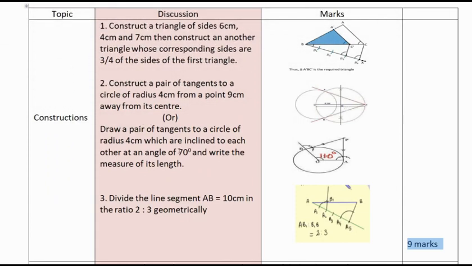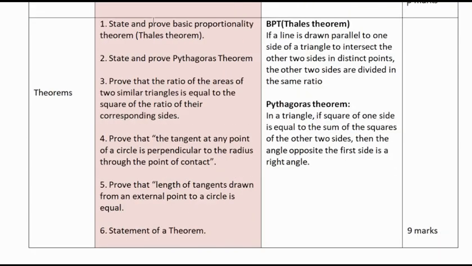We have discussed 5 chapters till now, and we are going to see their weightage in these 5 chapters. First chapter is construction. 3 questions will be asked in this chapter for 9 marks. Theorems, 3 theorems, one from basic proportionality theorem, Pythagoras theorem, or areas of similar triangles. One question from the circle chapter, and one statement. Total marks for theorems are 9 marks.